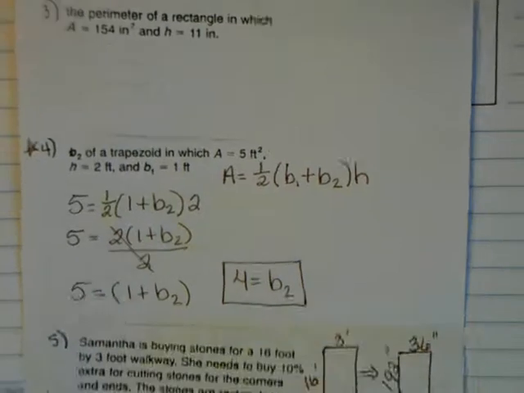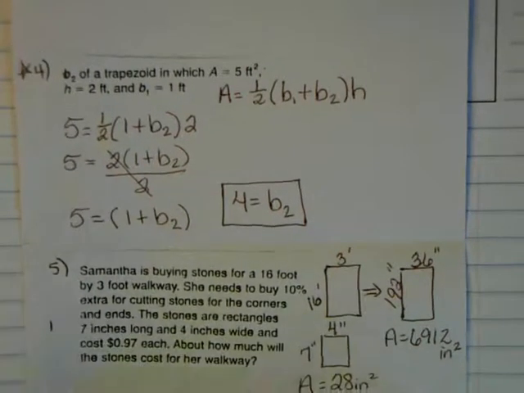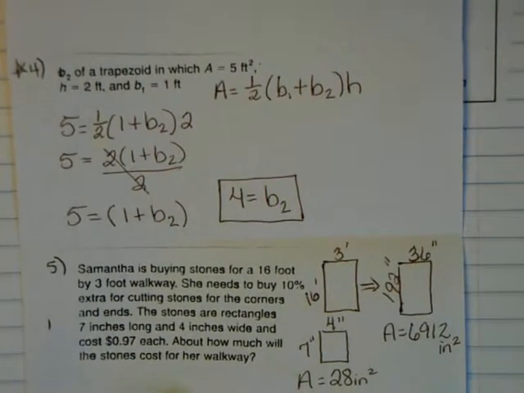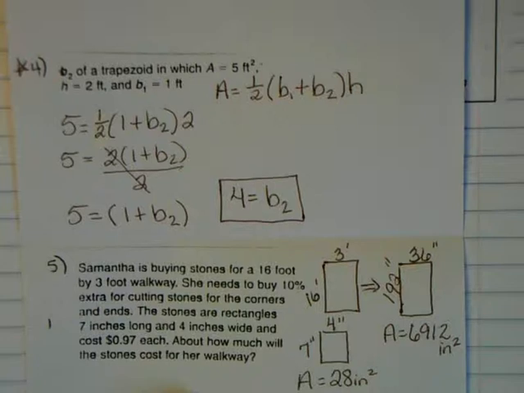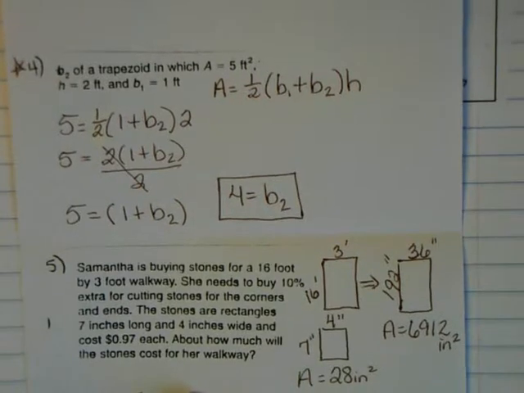Okay? All right, got all that one down? Let's move on to number 5. Okay, on this one it says Samantha's buying stones for a 16-foot by 3-foot walkway. She needs to buy 10% extra for cutting stones for the corners and ends. The stones are rectangles, 7 inches long and 4 inches wide, and cost 97 cents each. About how much will the stones cost for her walkway?